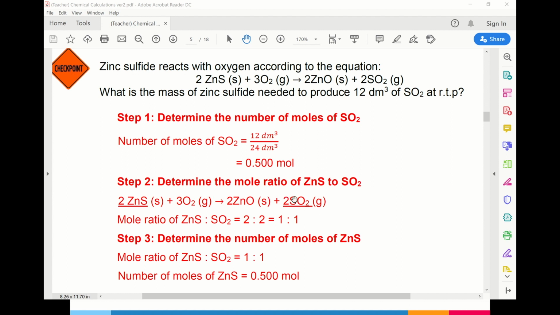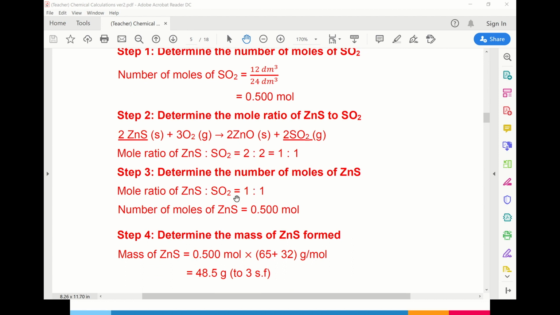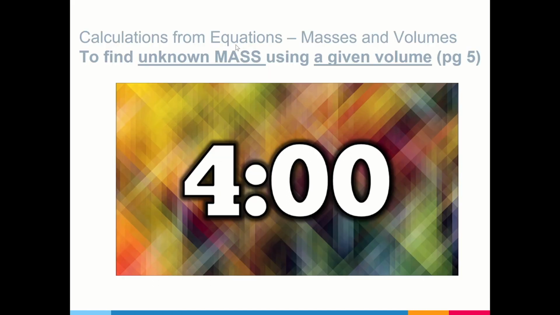Using the mole ratio, 0.5 moles of sulfur dioxide produced will mean that I use 0.5 moles of zinc sulfide. Then I need to find the mass. So what is the mass? Mass is number of moles multiplied by molar mass. It is 48.5. Leave it to 3SF. Here we are given the volume and we are told to find the unknown mass.